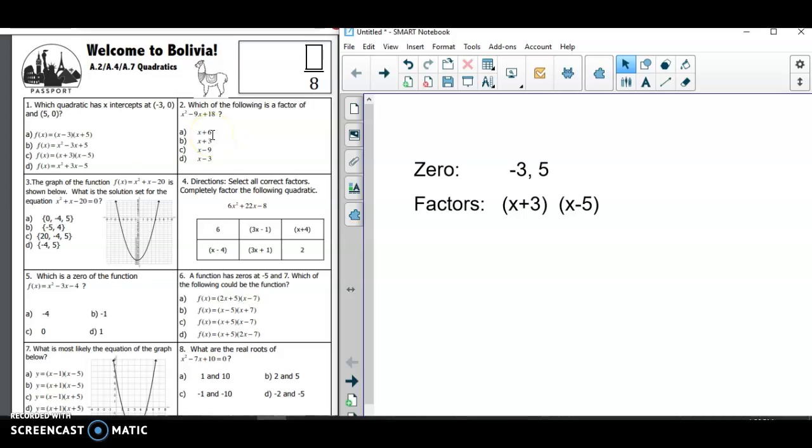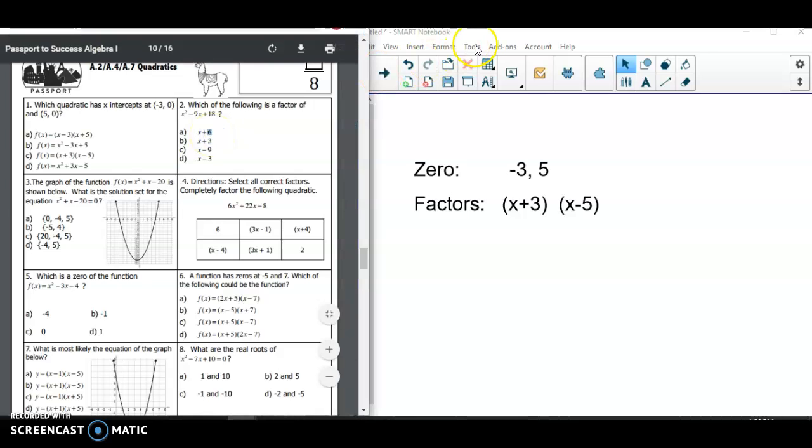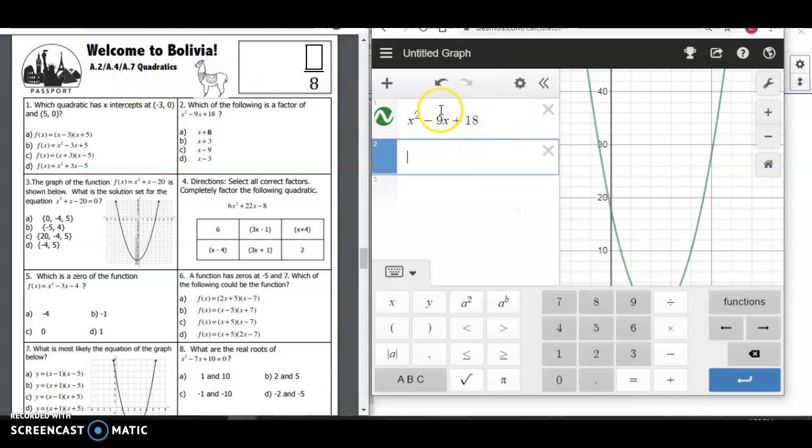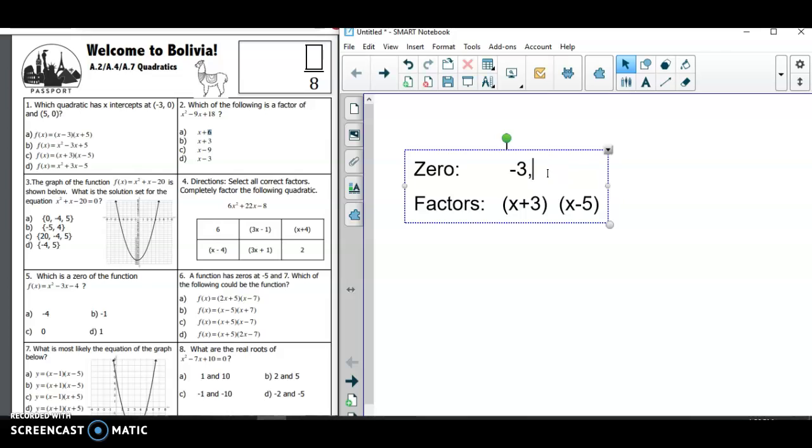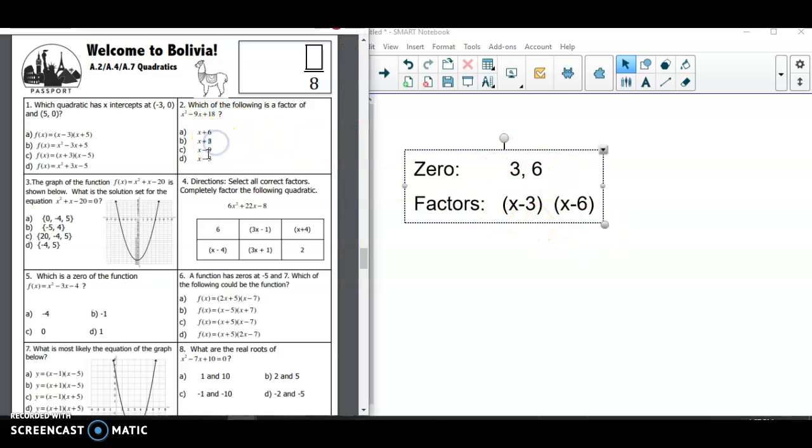Number two, which of the following is a factor of x squared minus 9x plus 18? So I need to go to Desmos and I type that in. To find my factors, I first have to find my zeros. So my zeros are 3 and 6. So I have to take the opposite. The opposite of positive 3 is going to be -3. The opposite of positive 6 is going to be -6. So if my zeros or my x-intercepts are 3 and 6, my factors are the opposite: x minus 3, x minus 6.